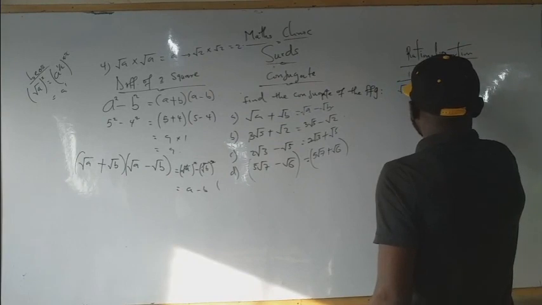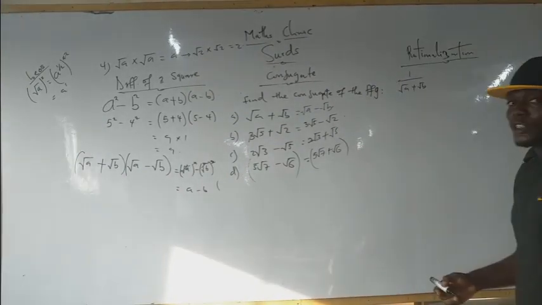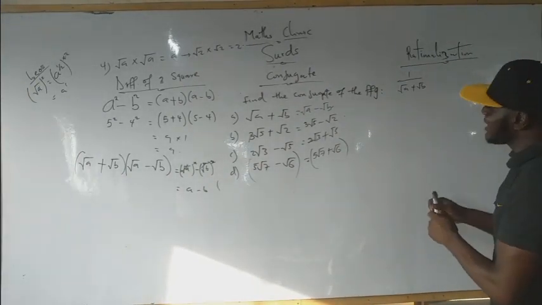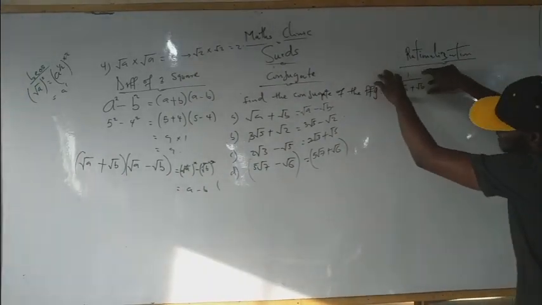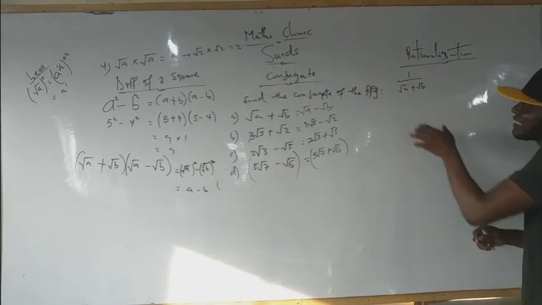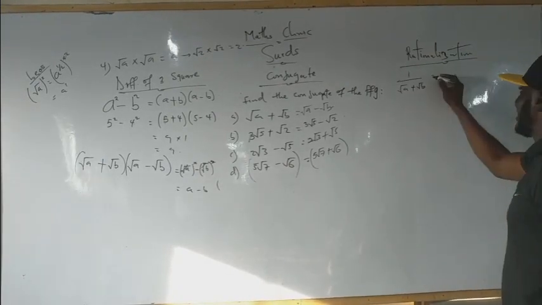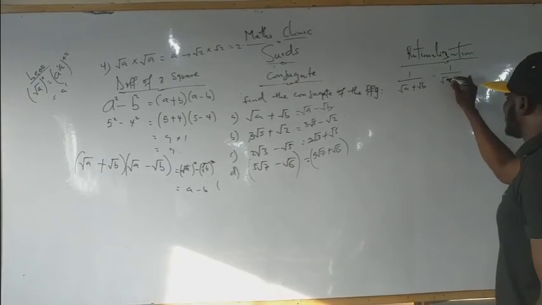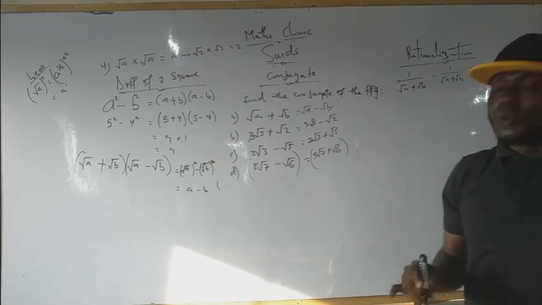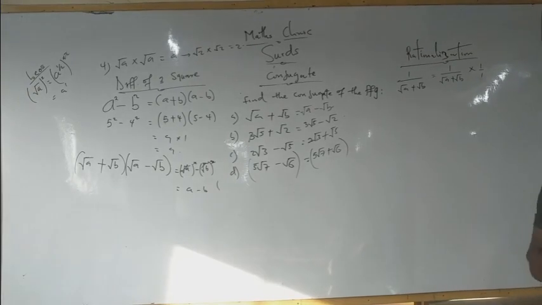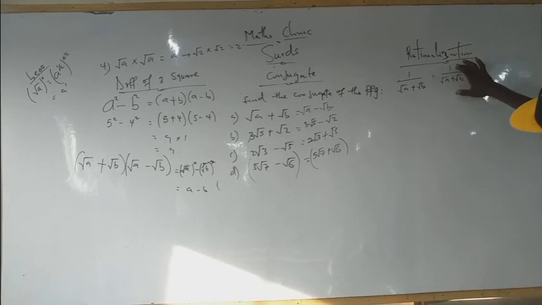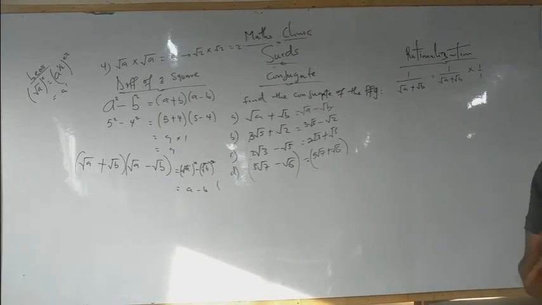root A plus root B, and we want to rationalize this. That is, we need one number such that the product of the number and this must be the same thing as this. That is, if you have 1 over root A plus root B times 1 over 1, it still gives you the same thing. Math is a forward and a backward process. We have not changed anything.